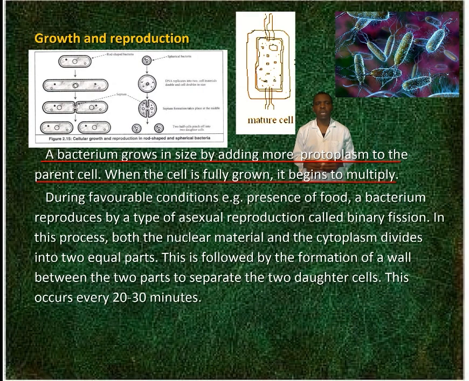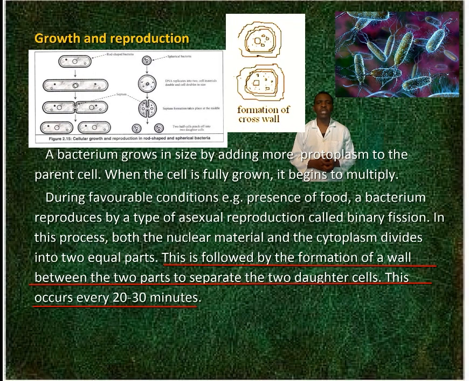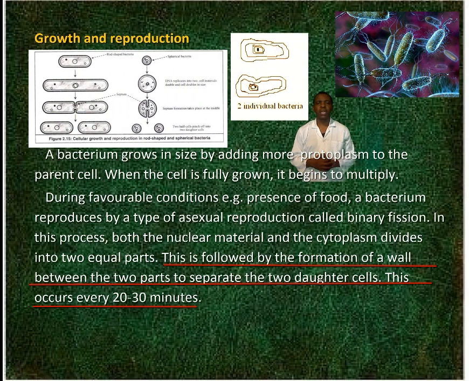Growth and reproduction. A bacterium grows in size by adding more protoplasm to the parent cell. When the cell is fully grown, it begins to multiply. During favorable conditions, example presence of food, a bacterium reproduces by a type of asexual reproduction called binary fission. In this process, both the nuclear material and the cytoplasm divide into 2 equal parts. This is followed by the formation of a wall between the 2 parts to separate the 2 daughter cells. This occurs every 20 to 30 minutes.